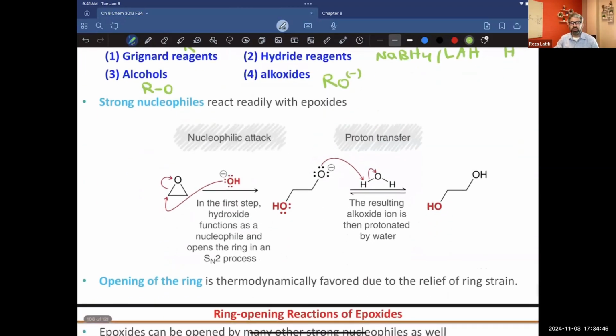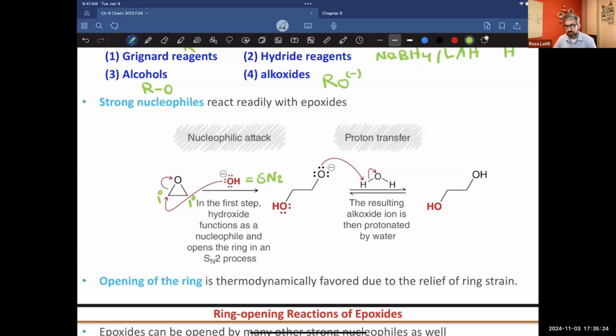As you see, if we add a strong nucleophile, it is going to attack the ring. In this case, we have a primary carbon on both sides, so there is no preference here. The reaction is going to be an SN2 reaction, and because there is no difference in steric effect here, we can attack either carbon, and we will get an OH plus an alkoxide.